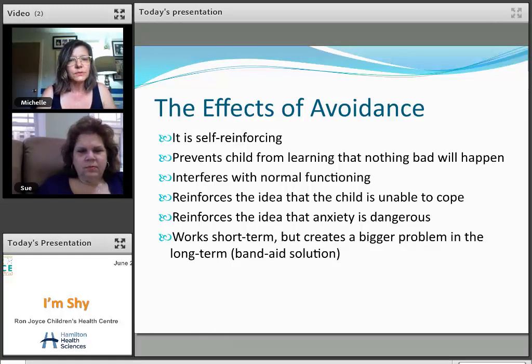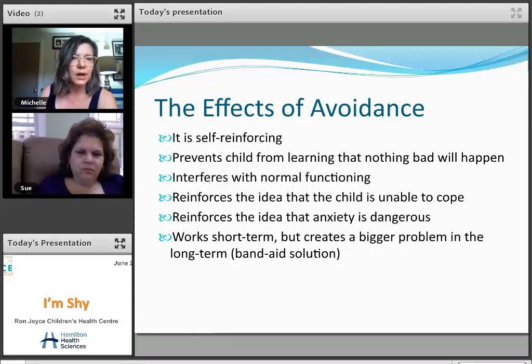The problem with avoidance too is that it interferes with normal functioning. I can't go to the parties. I can't go and order my own food at a restaurant. These things get in the way. I can't talk to somebody that I'm really interested in talking to in swimming class. So it does really affect them in many different ways.